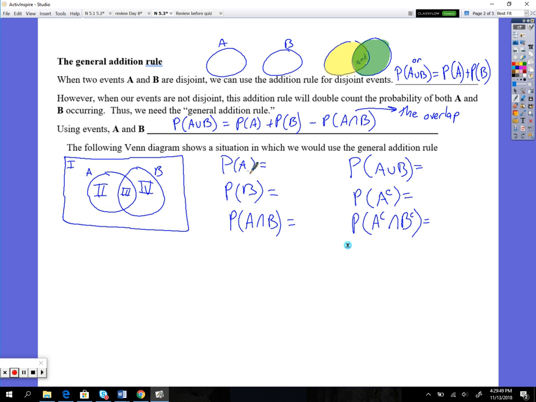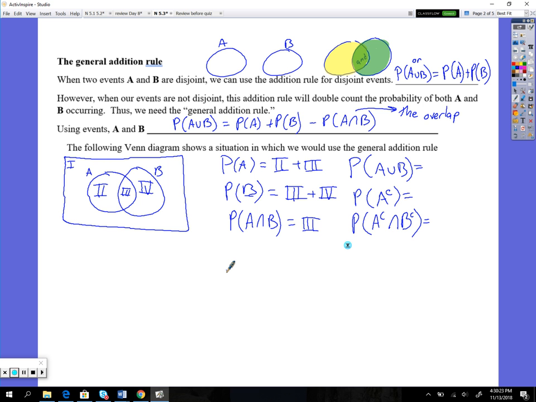So if I asked you, what's the probability of A? Probability of A is actually section 2 and section 3. A common misconception is that it is just section 2, but remember, circle A is technically all of this. Similarly, probability of B is going to be section 3 plus section 4. The probability of A and B, that is just section 3. So that's that middle intersection, A and B.